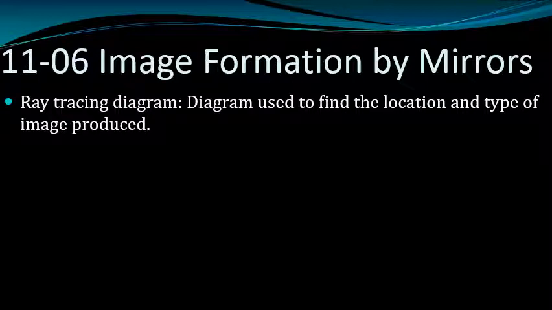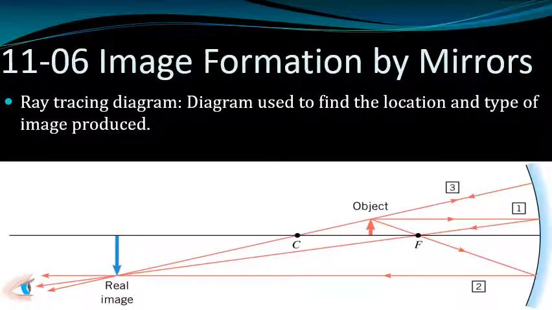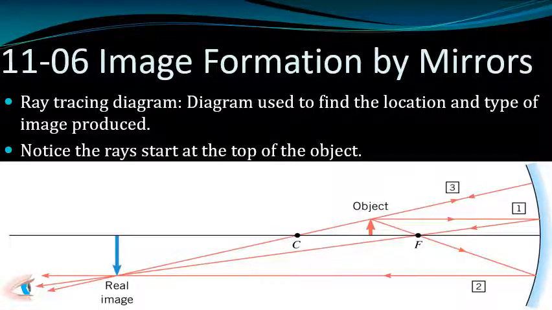A ray tracing diagram is a diagram used to find the location and type of image produced. We did that in the last lesson with lenses. For the mirror, it looks something like that. Wow, it looks kind of complicated. But hey, let's run through it step by step. Notice all the rays start at the top of the object, and where they cross is where the image is.